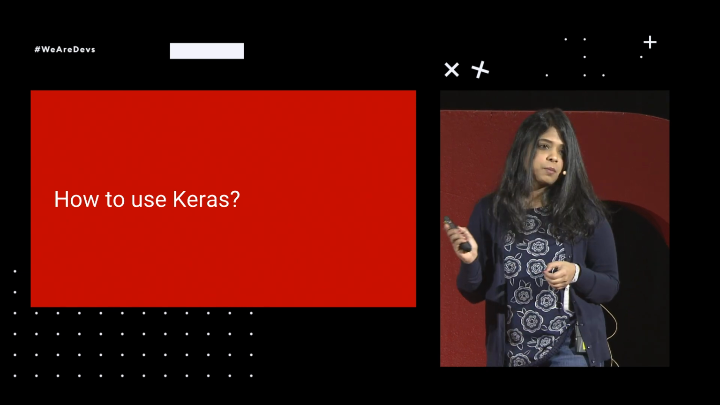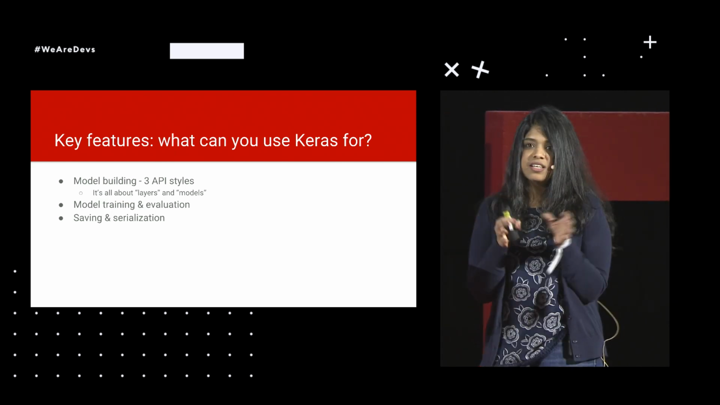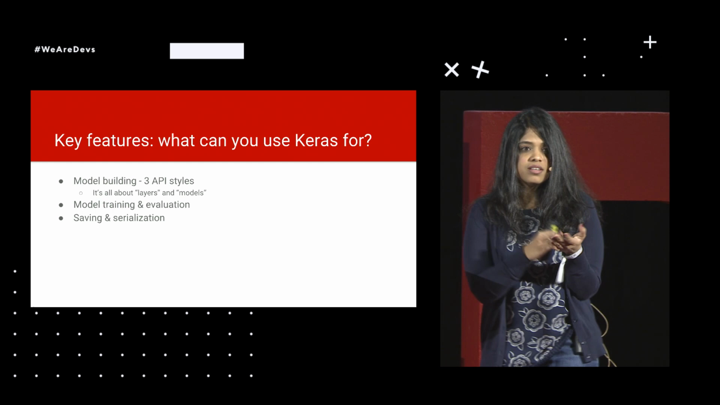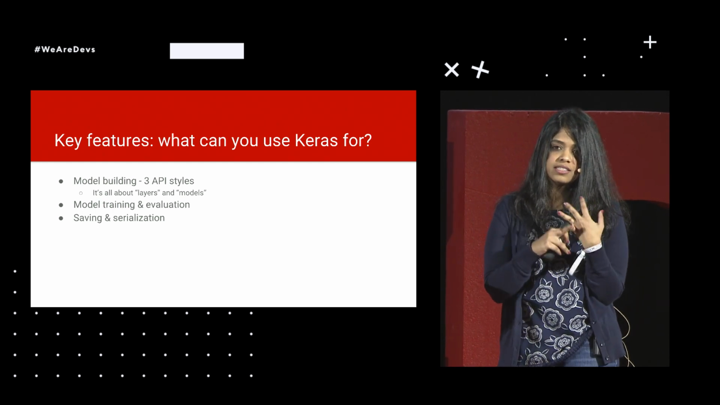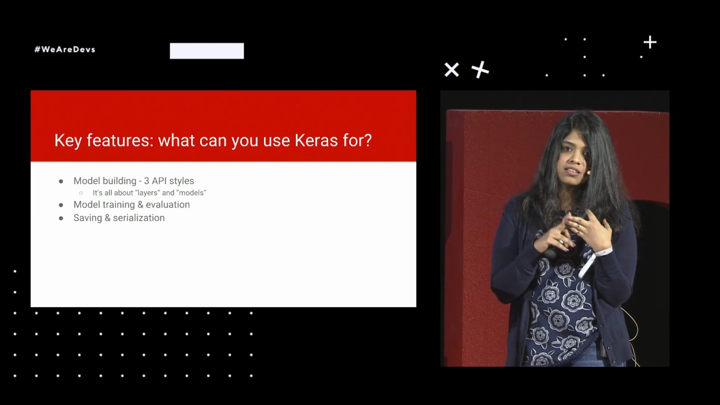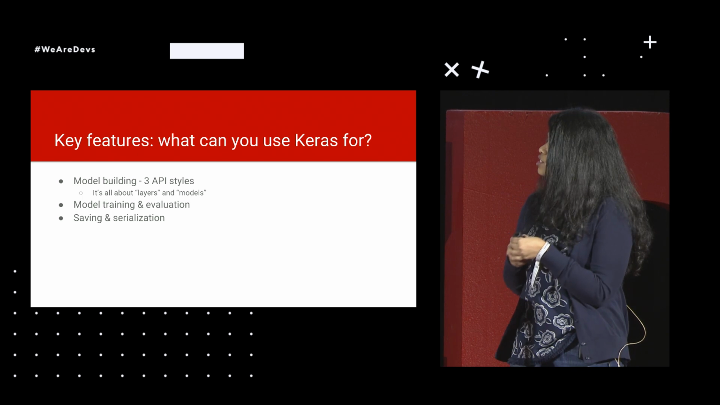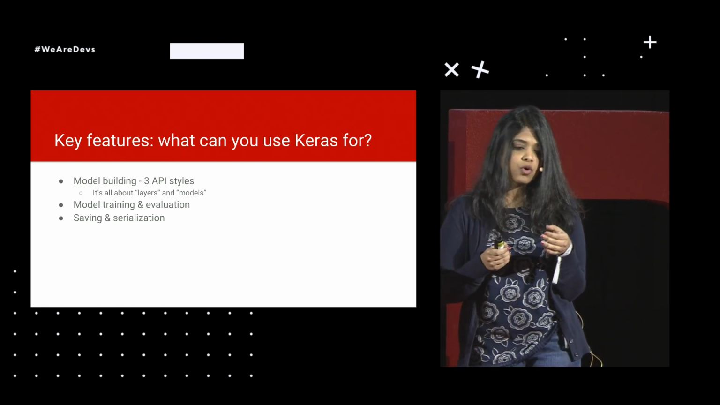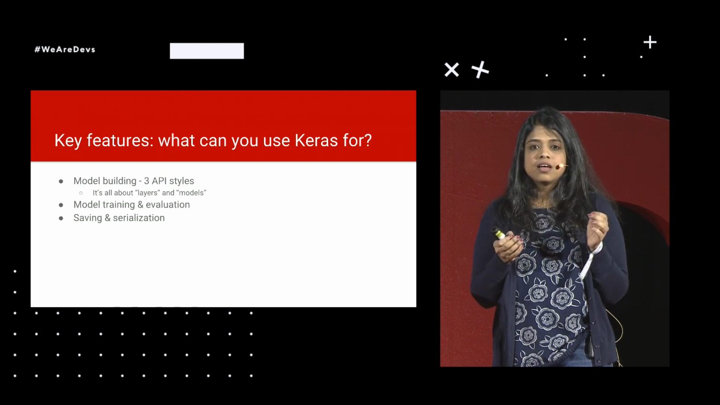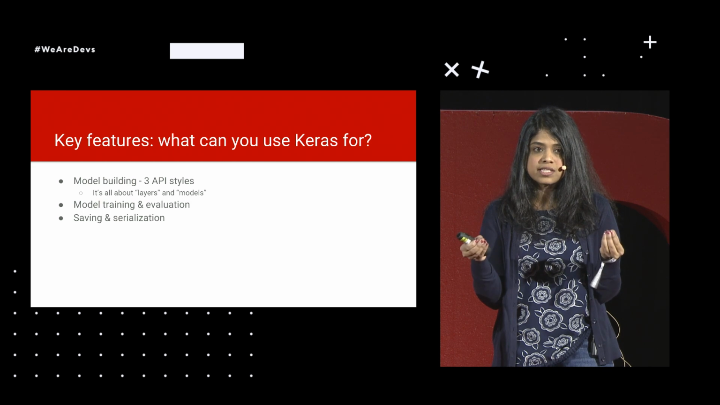So to the fun part, how to use Keras. There are 3 main categories of APIs that Keras provides. One for model building, the second for training, evaluation, and inference, and the third for saving and serialization to be able to reuse your models. As I mentioned before, we want the APIs to be very simple, which means users should have to remember very few concepts.